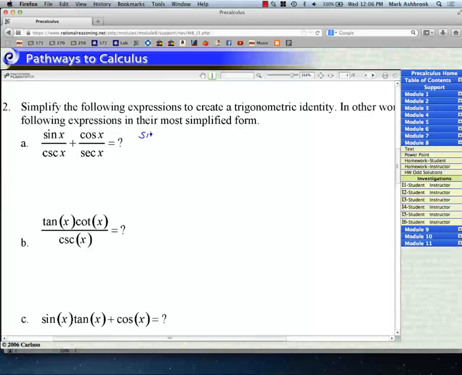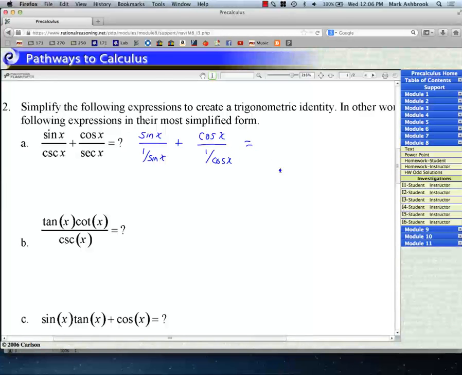So that sine x we're going to leave as it is, and then we're going to change cosecant into sine and cosine. What is the cosecant? 1 over sine. And then we have cosine. And we got secant, which is 1 over cosine.